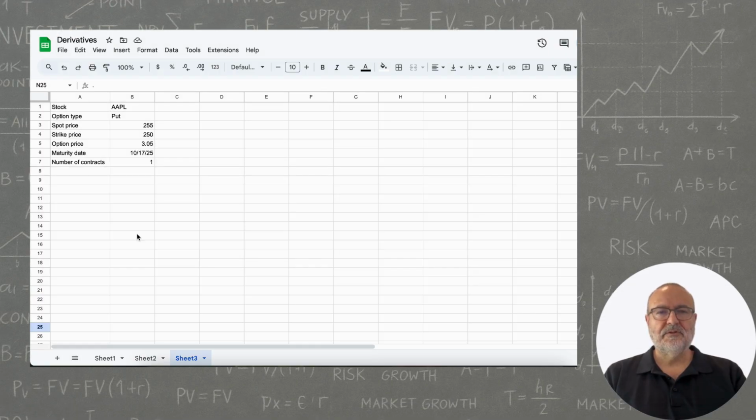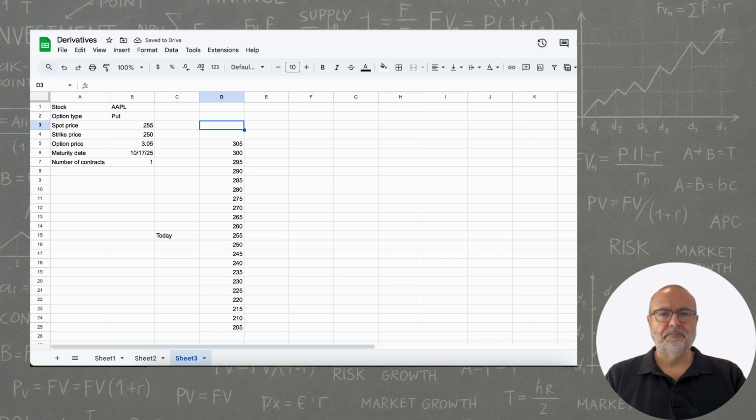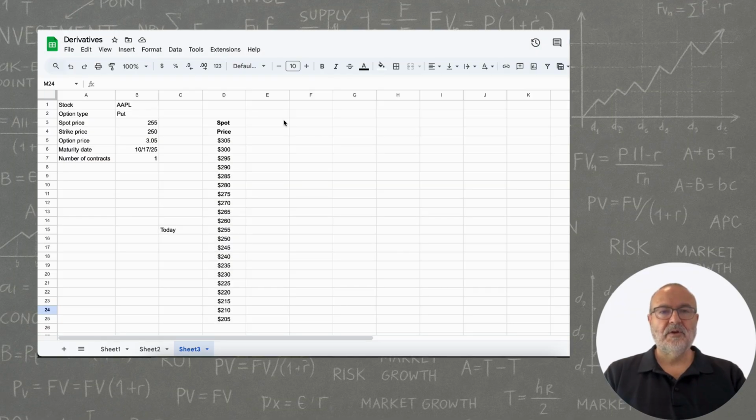Next, let's create a list of possible prices for the underlying stock, Apple, for our scenario analysis. We will increase the price by $5 going up. We will decrease the price by $5 going down. Next, let's add our strike price, which stays constant as the underlying stock price changes.